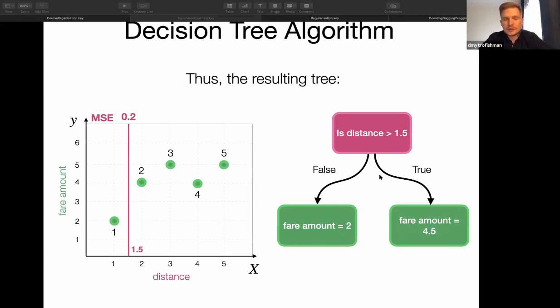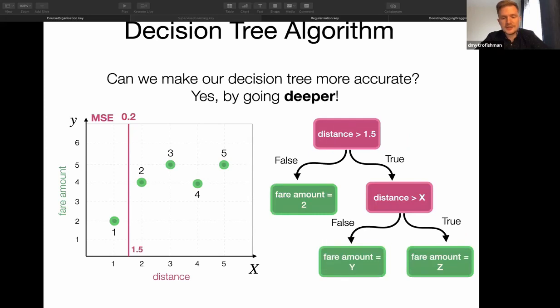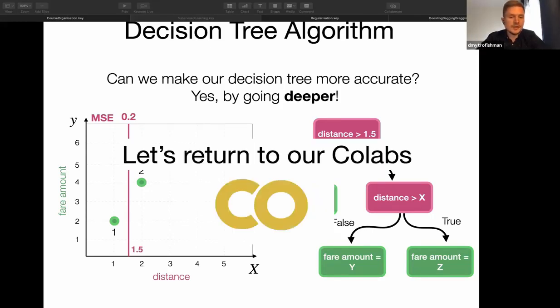Is that all? Can we do better? Can we still do better than 0.2? Any ideas? How can we do better? Add a second split, I guess. A third leaf. Add a second split, so we can go down there. We can actually make it deeper. We can go ahead and make it deeper. Yeah, so we can make the MSE even smaller in that case.